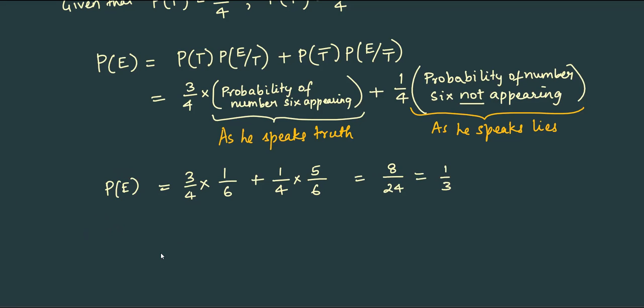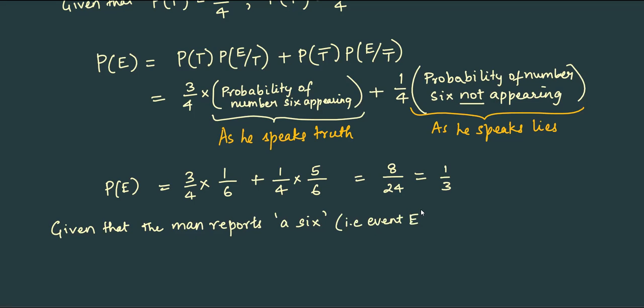Now we want to find out the probability that it's actually a 6, given that the man reports a 6. That 6 has come, that is event E. Given that event E has taken place, he is reporting a 6.